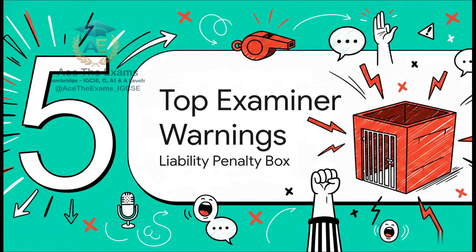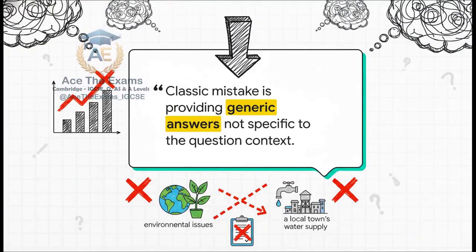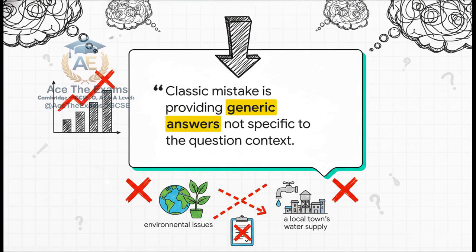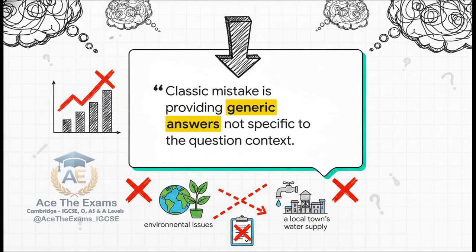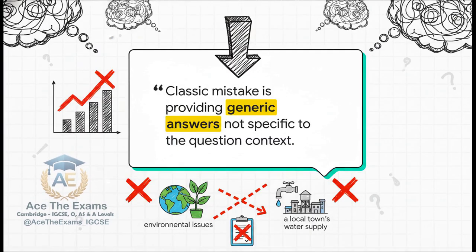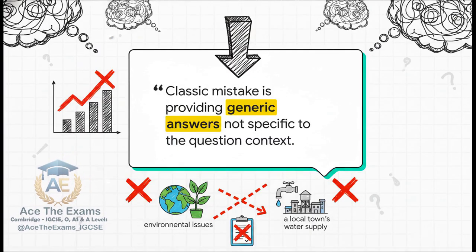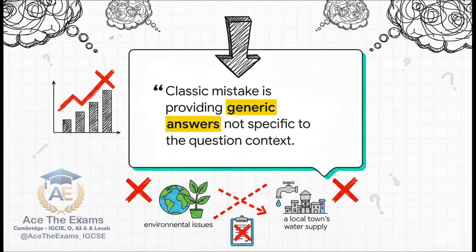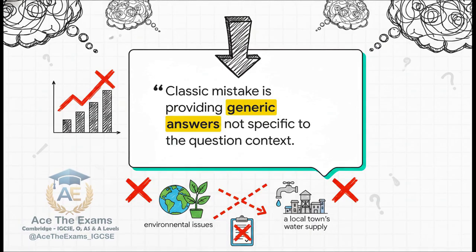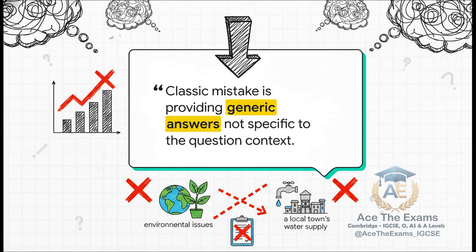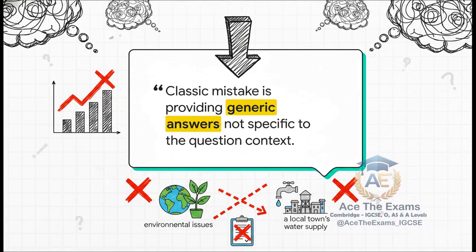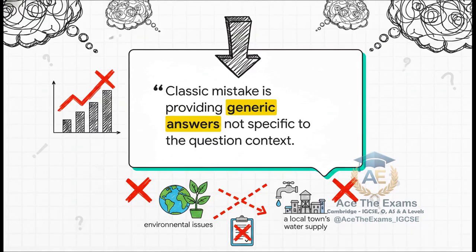Finally, Section 5, Top Examiner Warnings, the Liability Penalty Box. Now, what's really interesting about this slide is that it shows the single fastest way to crash your valuation on the marking grid. It's the classic mistake of providing generic answers, not specific to the question context. If you memorize a beautiful, perfectly grammatical paragraph about environmental issues, but the prompt is specifically about a local town's water supply, and you fail to explicitly link your answer to that specific town, your proposal's value drops to 0. Context is absolutely everything. If you disconnect from the given scenario, you fail the audit.